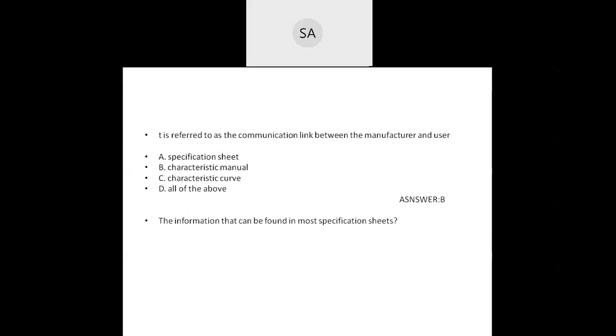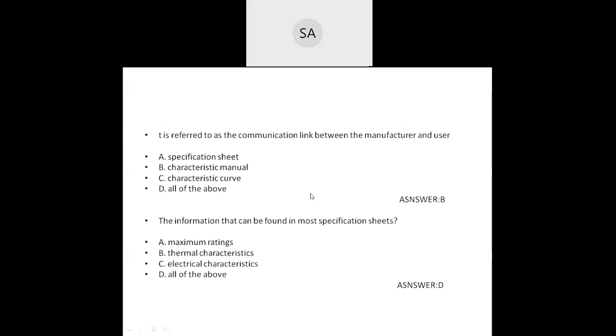The information that can be found in most specification sheets is maximum ratings, thermal characteristics, electrical characteristics, all of them. So in the specification sheet you will get all the characteristics: maximum ratings, thermal characteristics, electrical characteristics. So the answer is all of the above. Answer is D.